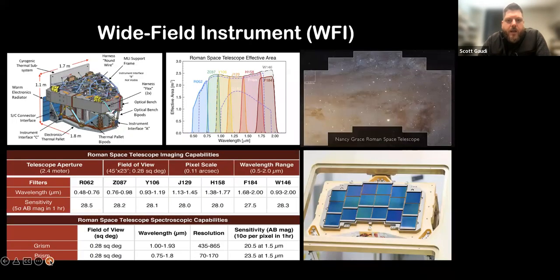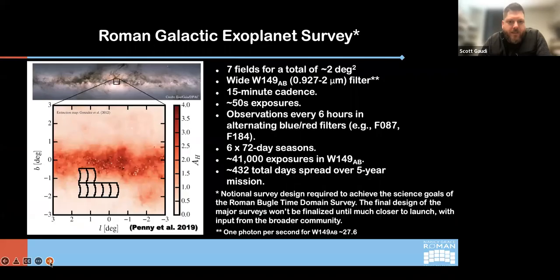Okay. And then the wide field instrument, again, we have all the detectors, they're in place. There's quite a few filters from sort of 0.5 to 2 microns, including a wide filter from 1 to 2 microns that is used for the bulge variability survey, which will, among other things, use microlensing to detect cold, cold low mass planets.